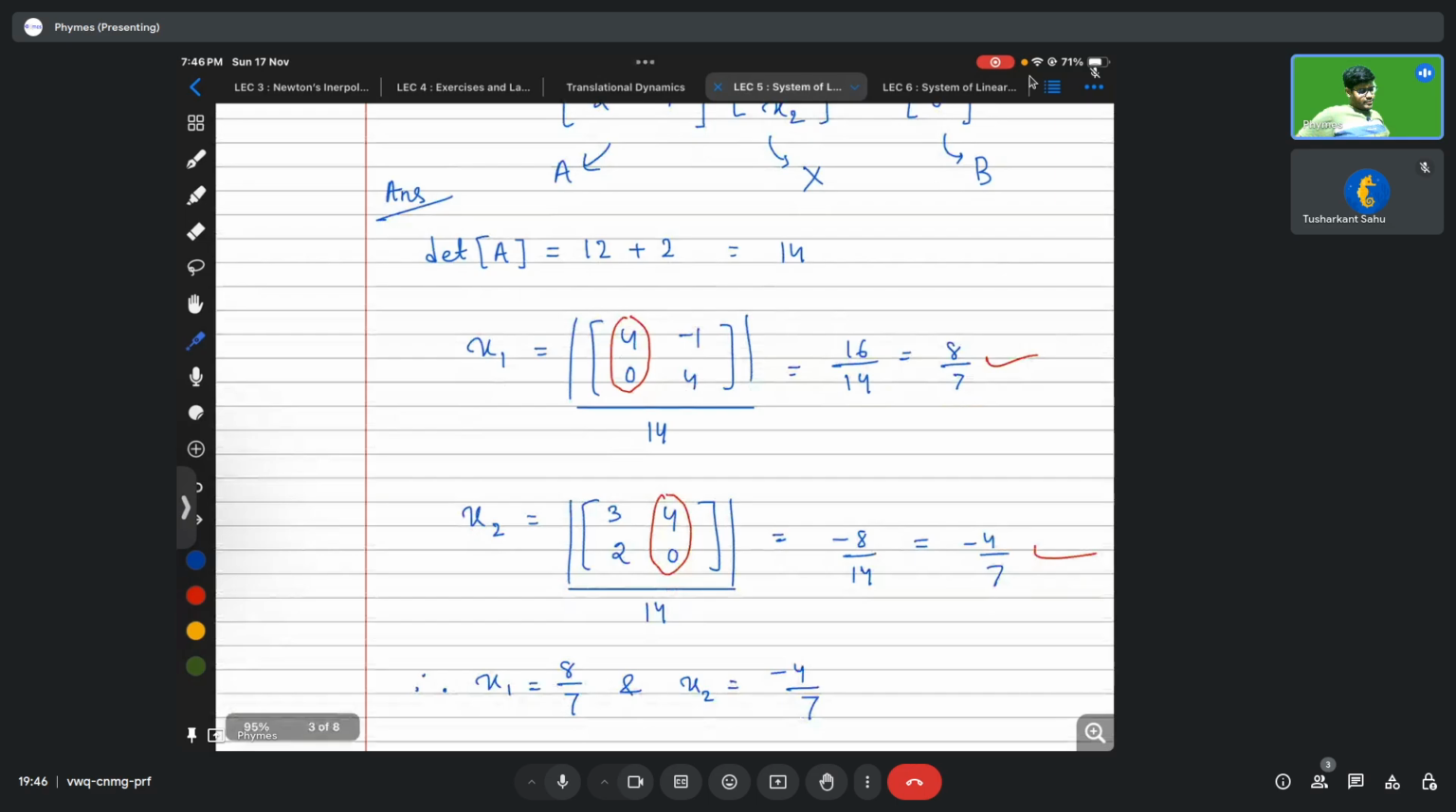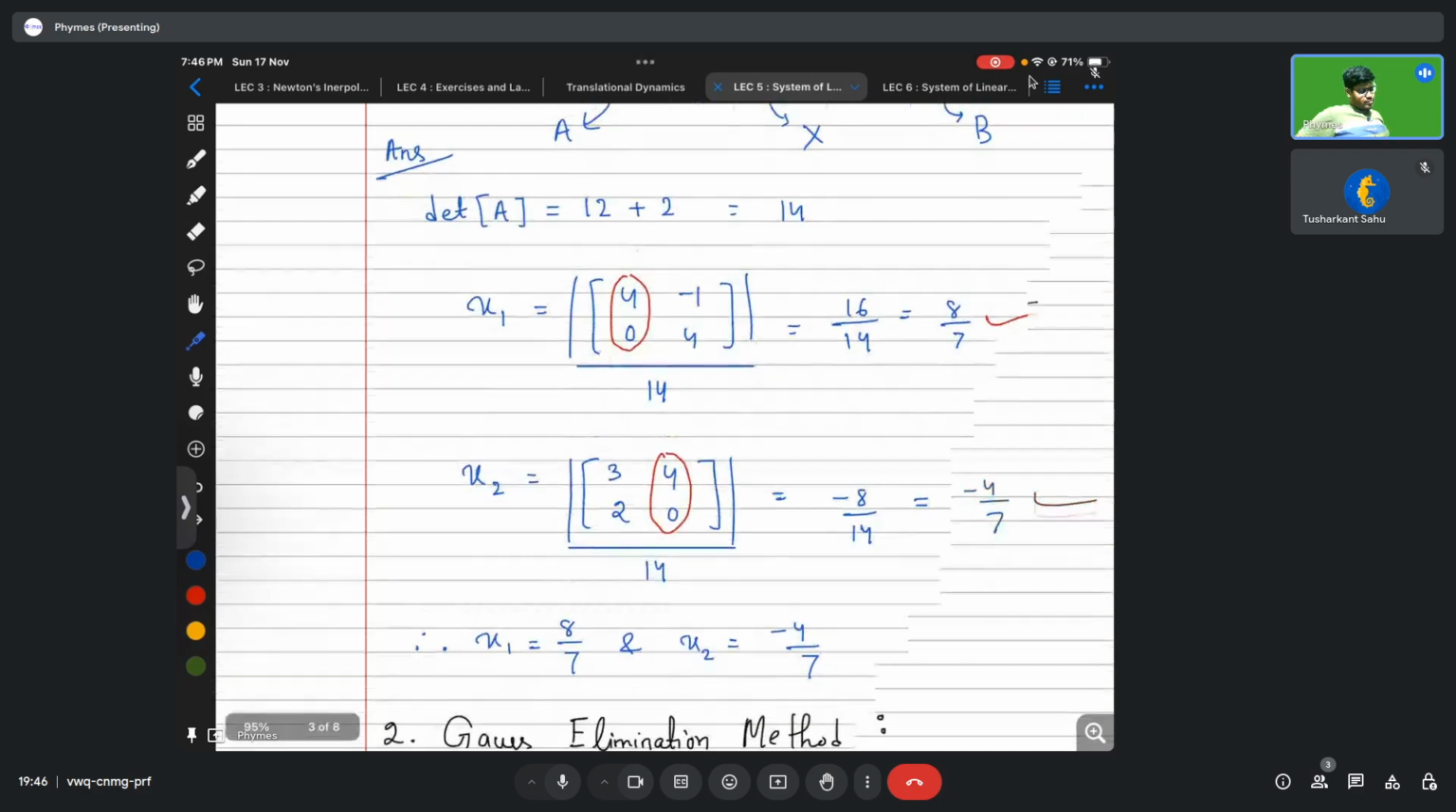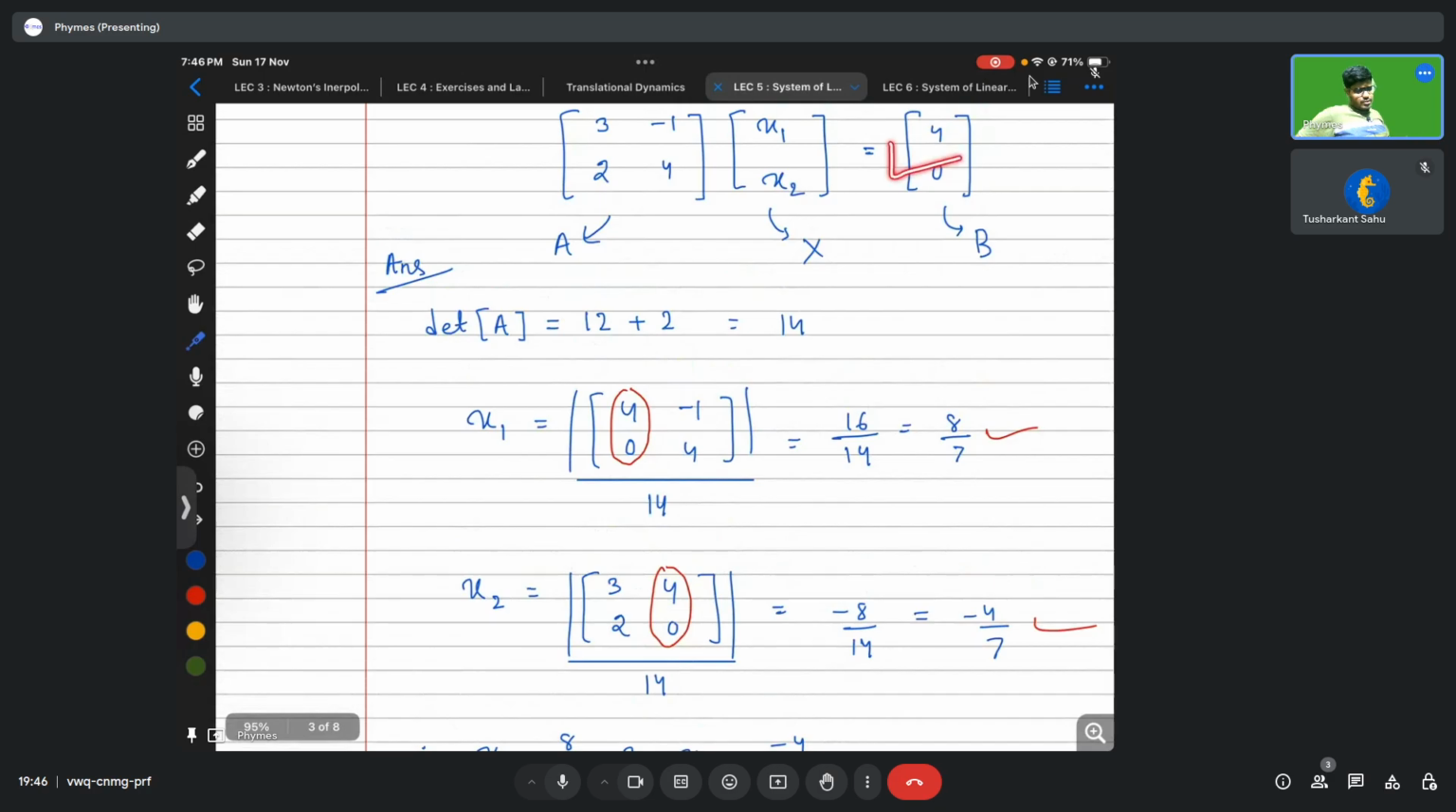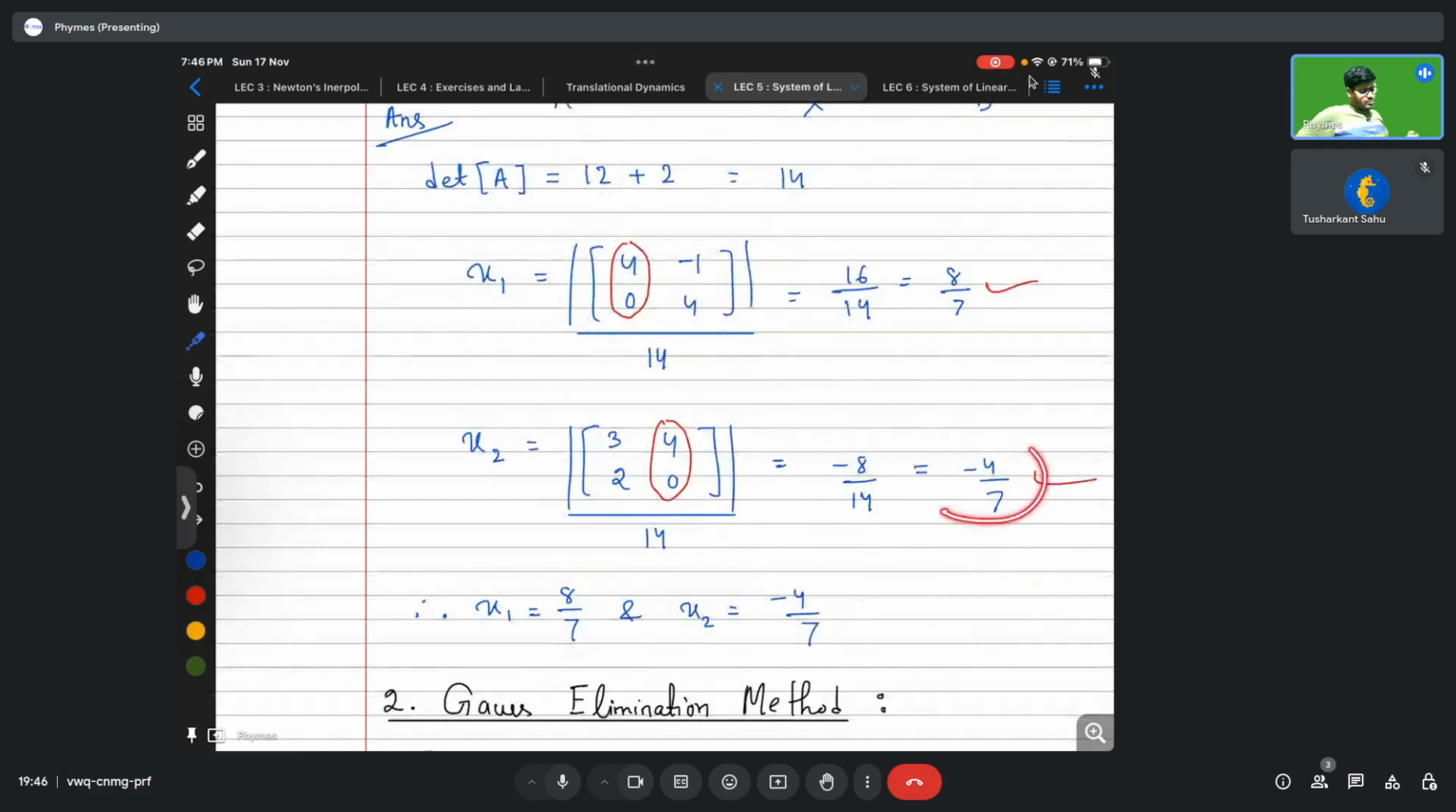Then for x2, you have to replace the second column with this b column matrix, and the answer will be minus 4 by 7. So this is the value of x1 and x2. Using Cramer's rule, you got the values of the variables x1 and x2.